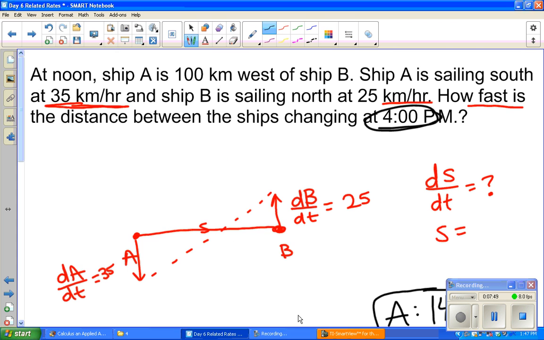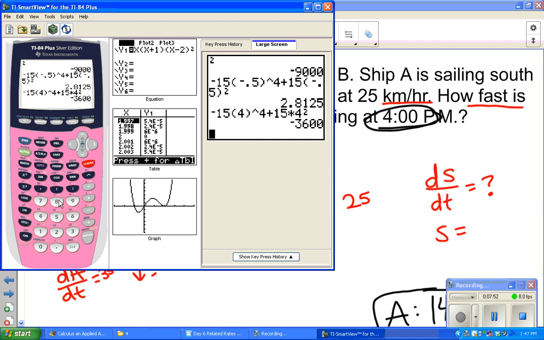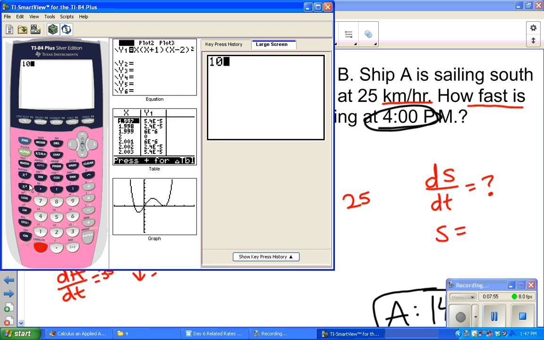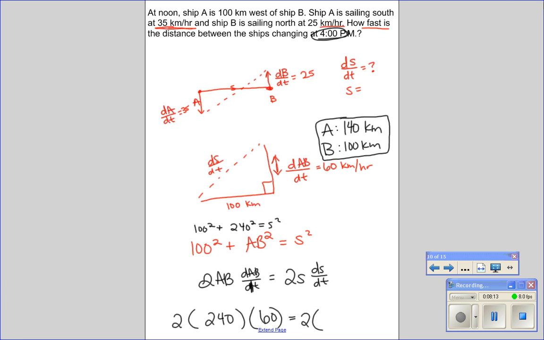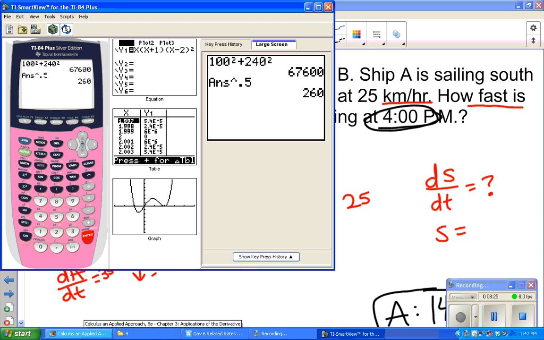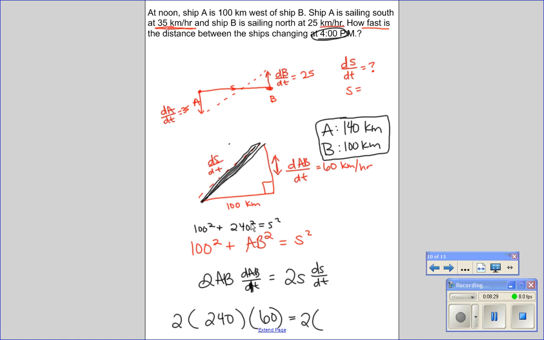So 100 squared plus 240 squared. And I'm doing the Pythagorean theorem here, so I want to know the square root of this. I don't know why I raised it to the 1/2. I could have just done the square root of that number. So 260. That means the hypotenuse of my little triangle here, 4 hours later, that hypotenuse is, what did I say? 260? Thank you. 260 kilometers. So S is equal to 260 kilometers.